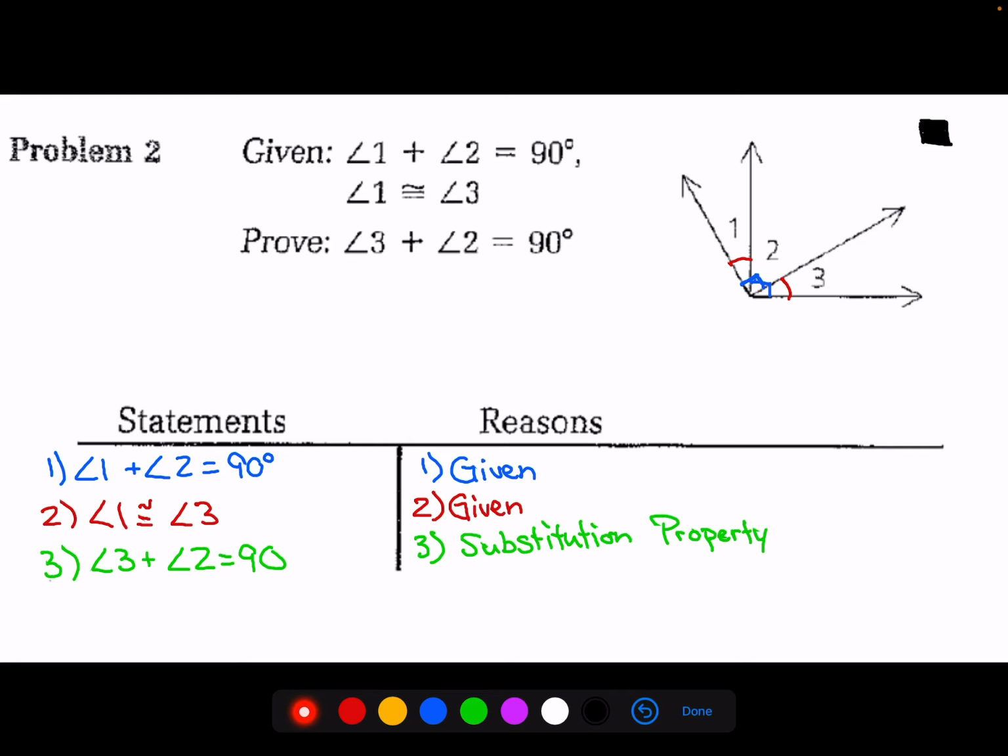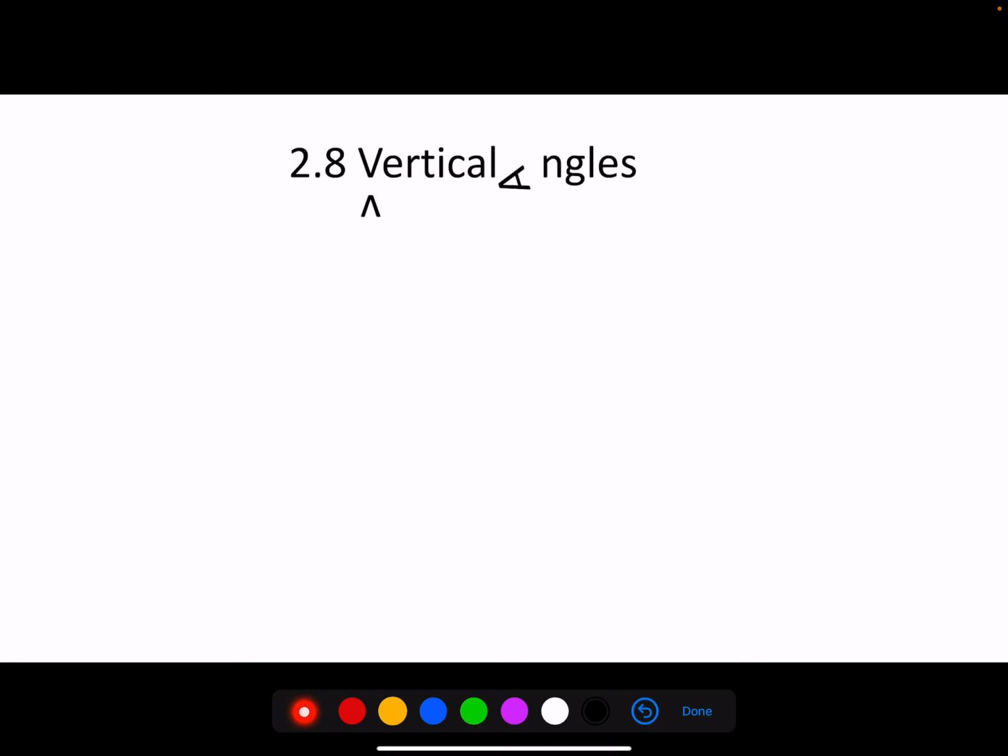All right, let's go ahead and move on to vertical angles. And we've talked very briefly about vertical angles already. So vertical angles are created anytime that there's an intersection, and we'll see quite a few of these.